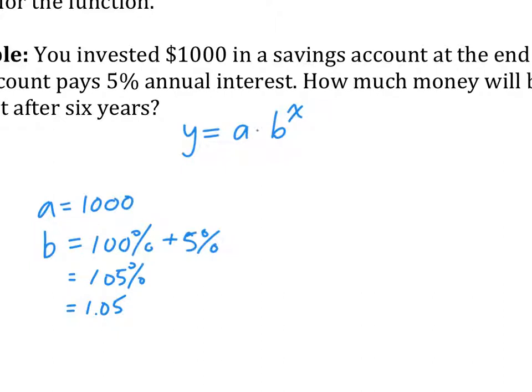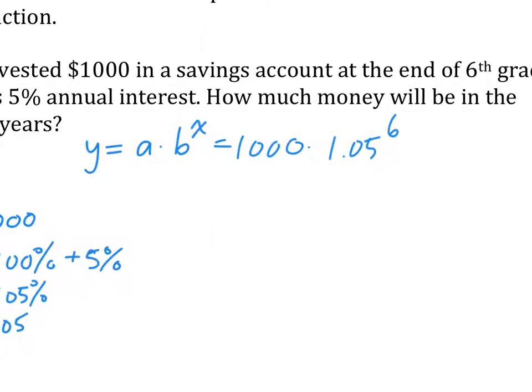All right, last part. How much money will be in there after 6 years? So 6 years is what? X. All right, so this is 1,000 times 1.05 to the 6th power. Okay, you need to take out your calculator and calculate this, because you need to figure out where that button is to do this calculation. Very important thing to notice.